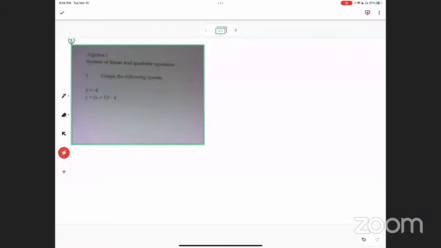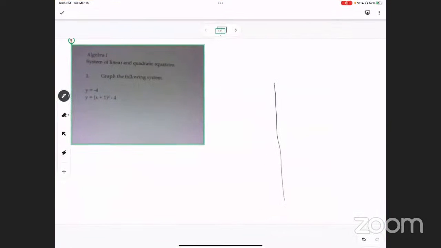So graphing a system. What we're going to do is graph these together, and one of them is a line and one of them is a parabola. My line is the top one up there. That's a linear equation, y equals -4. That means y always equals -4, and it doesn't matter what x equals. So there's y equals -4.